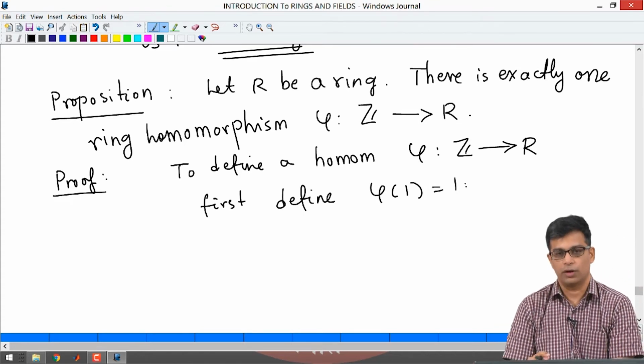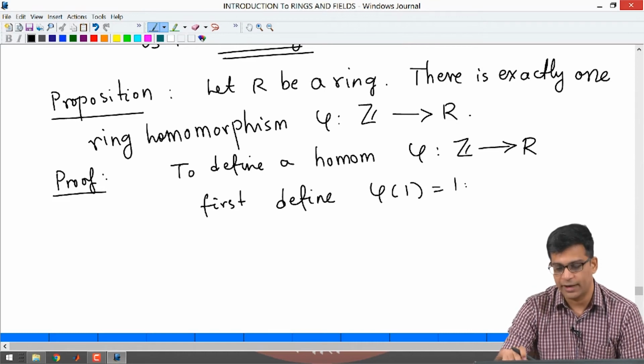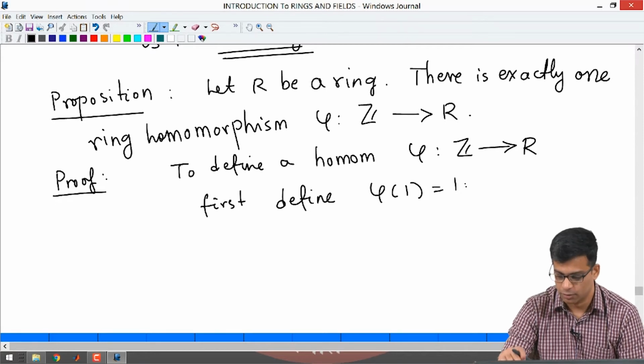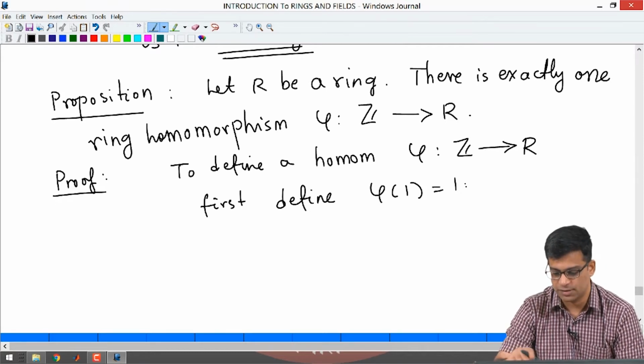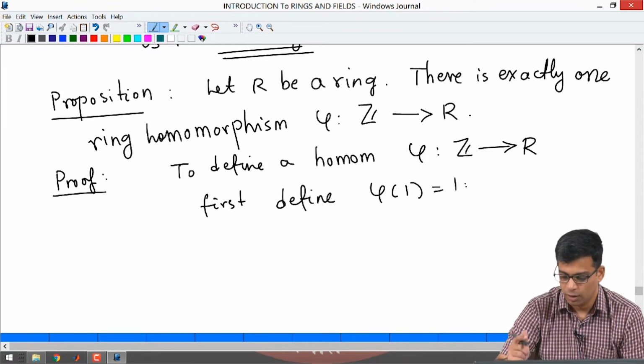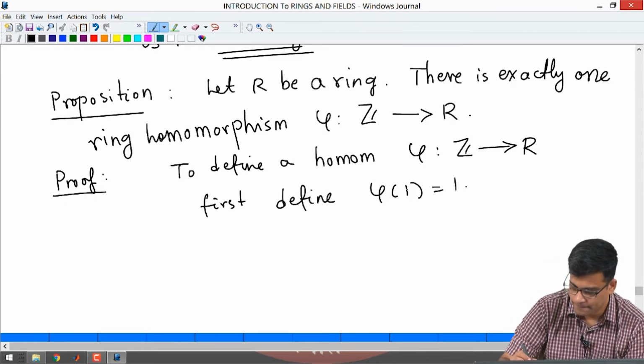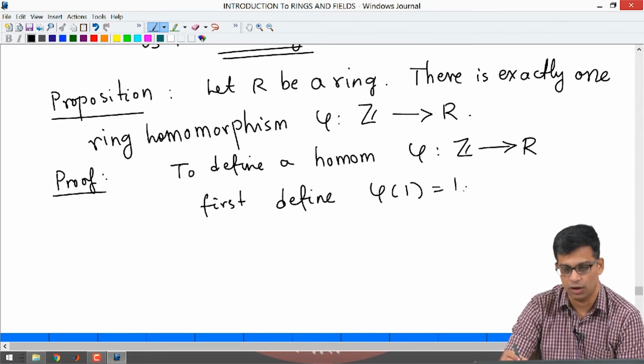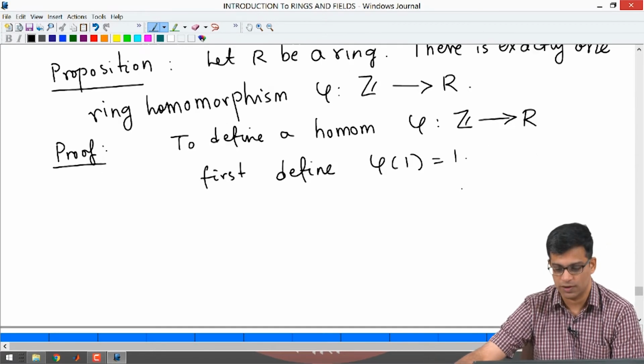Okay. So, remember there is no choice for us: the multiplicative identity element of Z must go to the multiplicative identity of R, which, for convenience of notation, I will denote both by 1. We will only keep in mind that 1 here stands for 1 of Z, and 1 here stands for 1 of R. So, there is no choice, 1 has to go to 1.